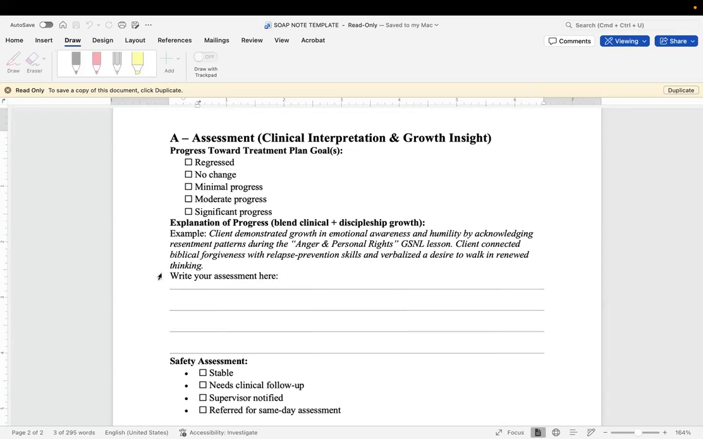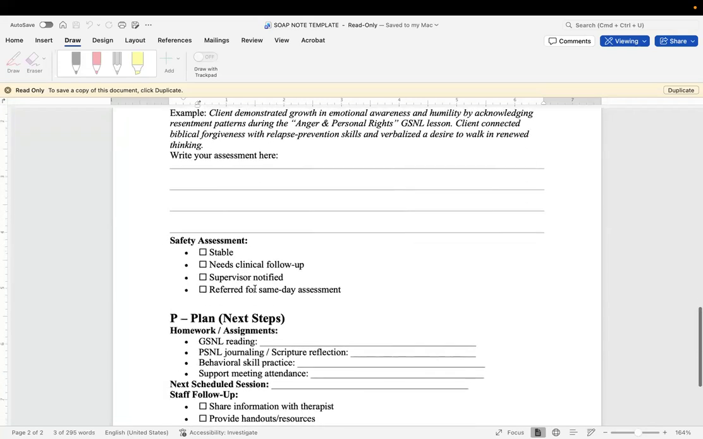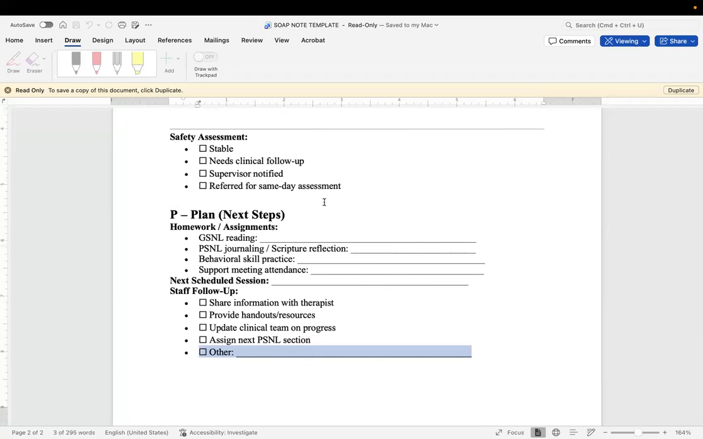And then what did you see? Kate demonstrated a growth in emotional awareness and humility by acknowledging that she gets frustrated when other people are talking and she wants to talk. But she has been able to see that it doesn't have to be all about her, and that she needs to be more meek, and that she needs to be her brother's keeper. You can articulate those things. Safety assessment, she's stable, didn't have any issues.